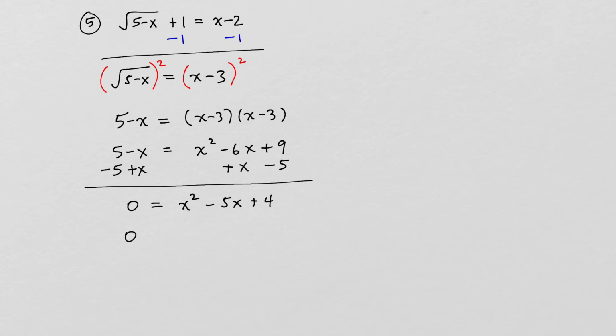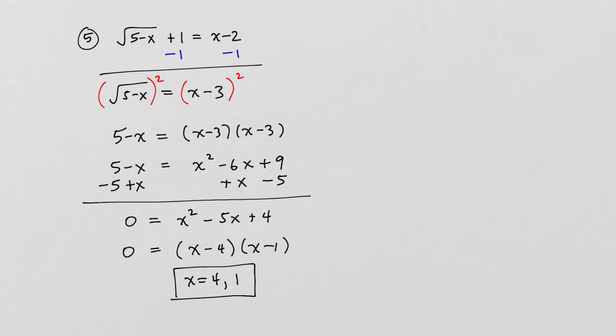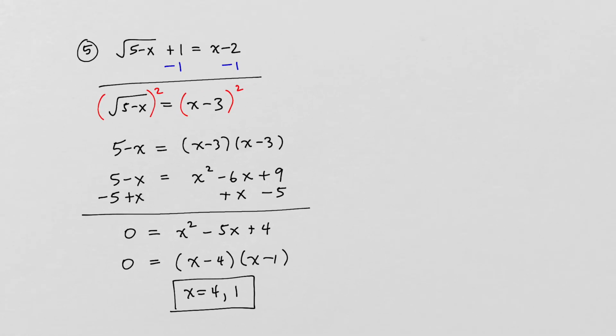And I'll go ahead and factor. The factoring here is, once again, relatively simple. And after I set each of those factors equal to 0, we will get 2 solutions, positive 4 or positive 1. Now, one thing you need to know is that anytime you square both sides, you must check your answers.